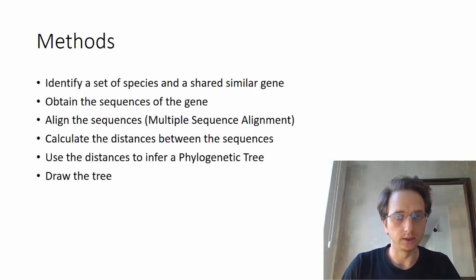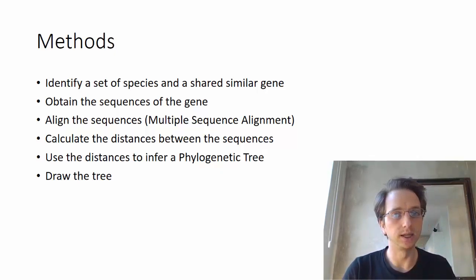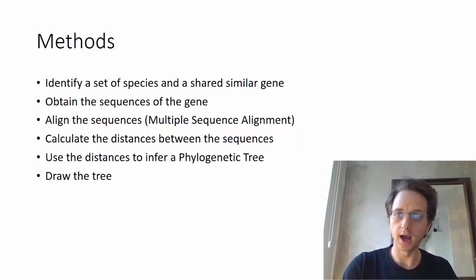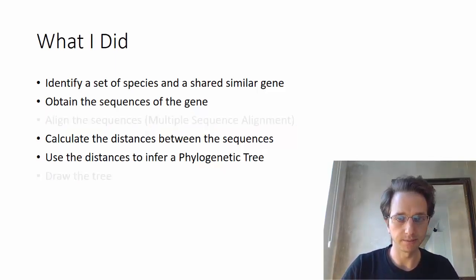In general, the method that I took had these 6 steps. First I needed to identify a set of species that I was interested in and that shared a similar gene. Then to obtain the sequences of the gene, which I did through Ensembl. Then to align the sequences, calculate the distance between the sequences, use the distances to infer a tree, and then to actually draw the tree. Now, I did 4 of these 6 steps.